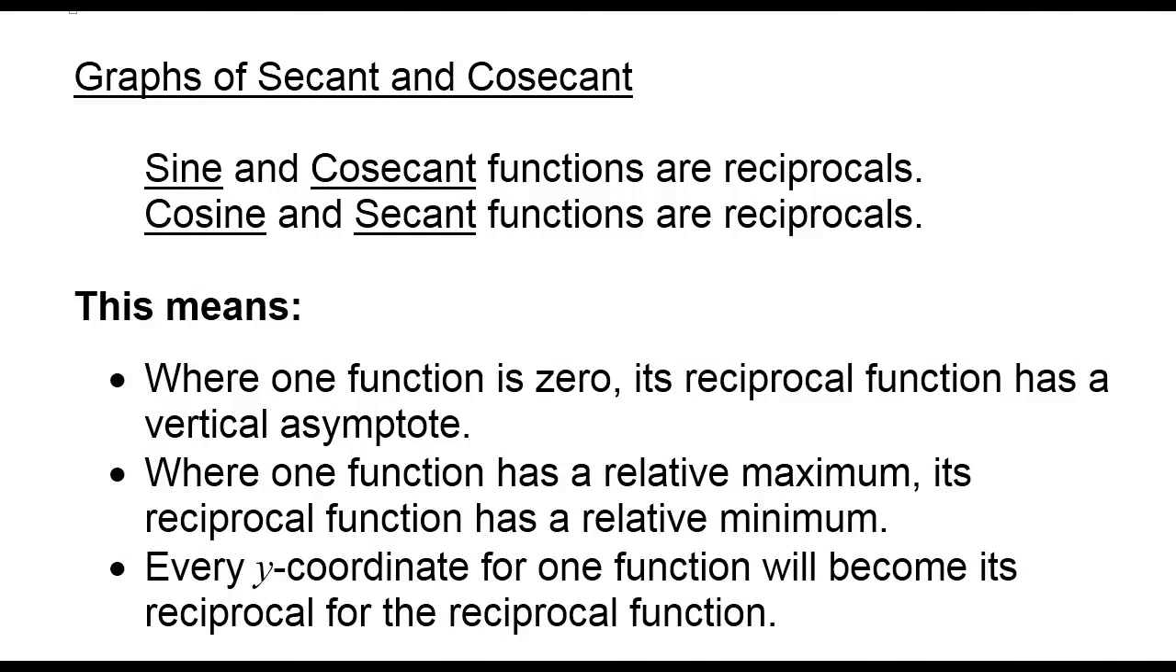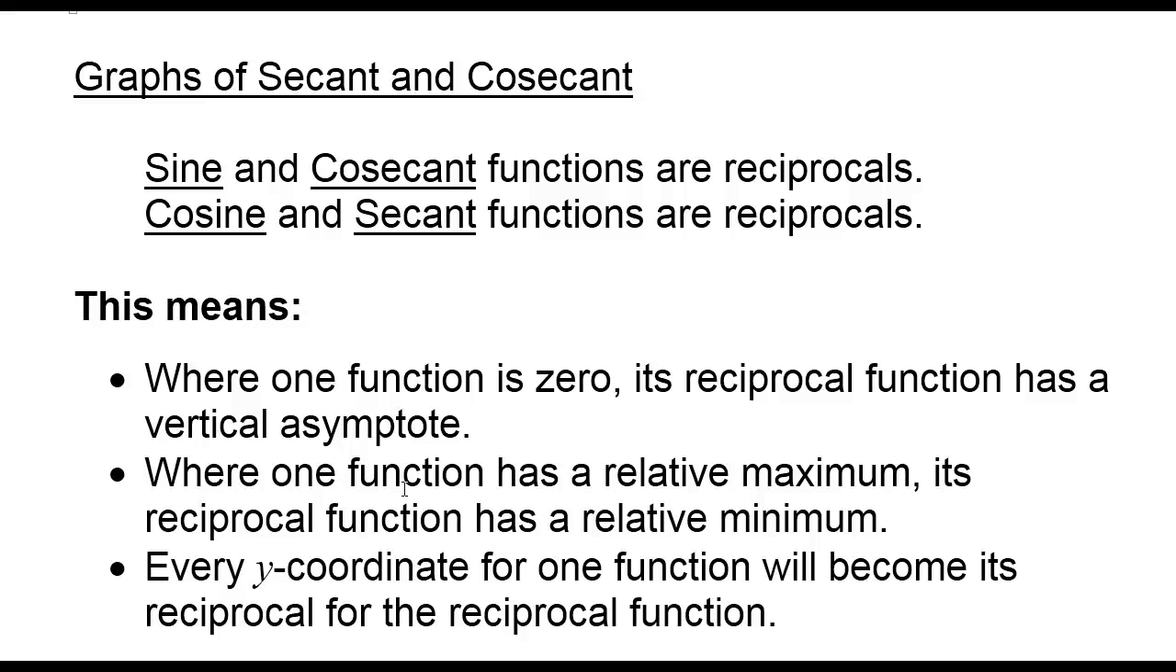Okay, let's move on to the graphs of secant and cosecant. Sine and cosecant functions are reciprocals, and cosine and secant functions are reciprocals. So that means where one of the functions is 0, its reciprocal function is going to have a vertical asymptote. And where one of the functions has a relative max, its reciprocal function has a relative min. And every y-coordinate for one function will become its reciprocal for the reciprocal function.